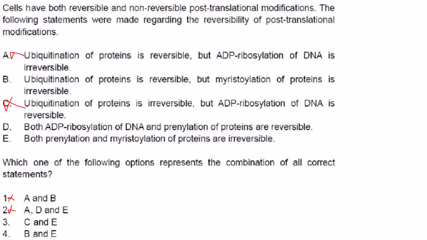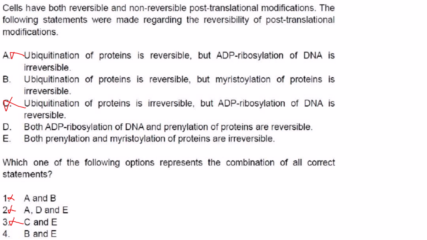So, okay, now we have to see B. I think the answer is option 3. And sorry, option 4 will be the answer because C is wrong there. So 3 is also wrong. So option 4 will be the answer as per me. Okay, we will see. Now ubiquitination of protein is reversible, yes, and myristoylation of protein is irreversible. Okay, that is correct.